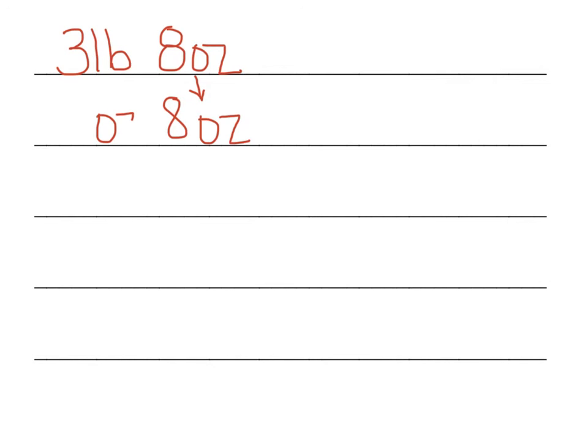All right, here's our next one. The melon weighed 3 pounds, 8 ounces. How many ounces did the melon weigh? Well, I know then I'm going to bring down my ounces just as they are. Then I know I'm going to have to convert my pounds into ounces to get my second half.